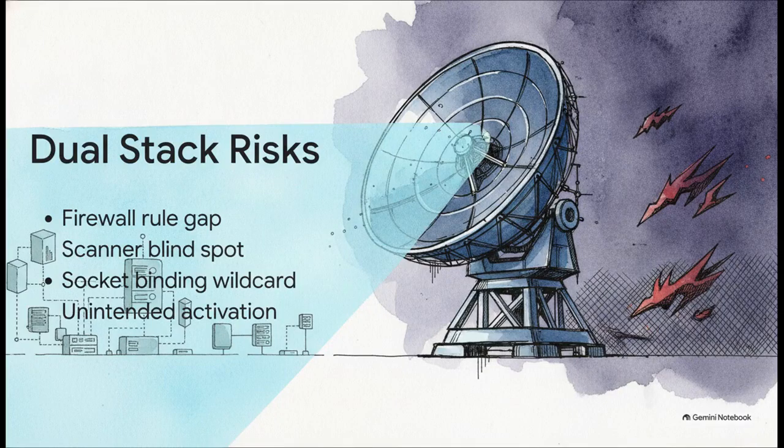Now, that firewall rule gap is just the first of 4 massive blind spots we need to talk about. Second, we have the scanner blind spot. If your security scanners are only targeting IPv4 inventories, a heavily fortified IPv4 service might be completely exposed to native IPv6 attacks without ever triggering a single alert. Third is socket binding.